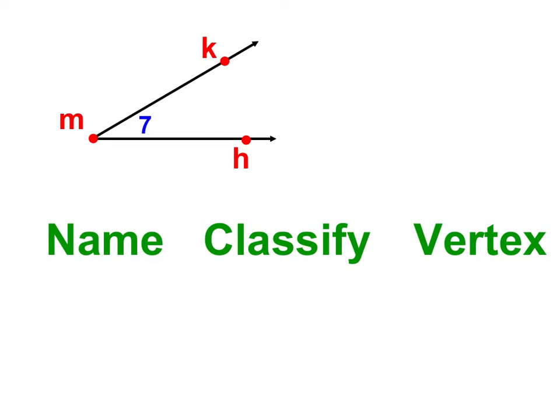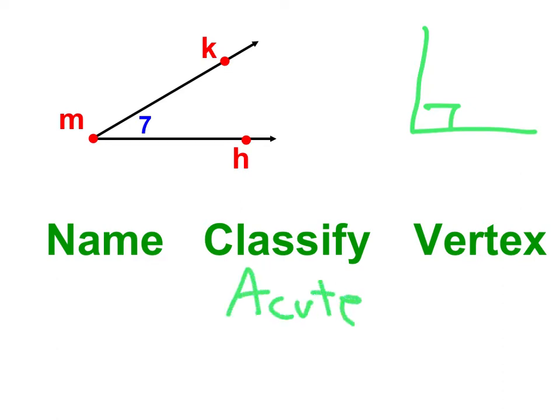So we want to be able to name angles and classify angles. What we were just working on was classifying angles. So let's classify this angle first of all. Is it 90? Is it less than 90? Is it greater than 90? Or is it 180? If you look at it and compare it to what a 90-degree angle would look like, it is less than 90, so we would classify that as an acute angle. It's less than 90 as far as its angle measurement.